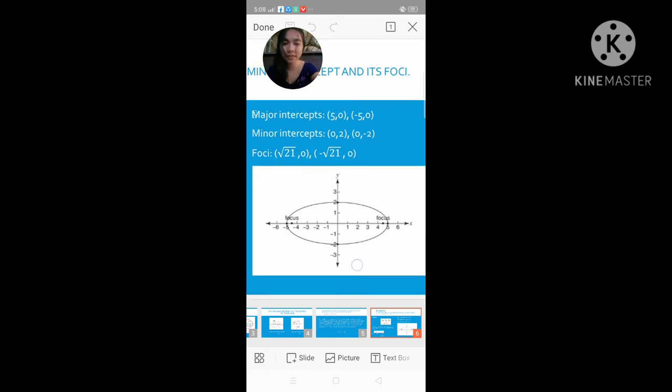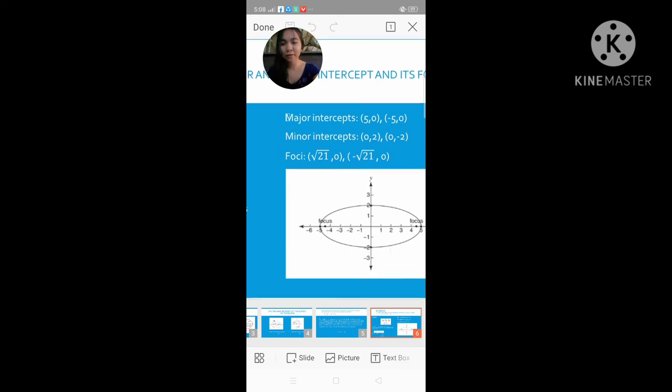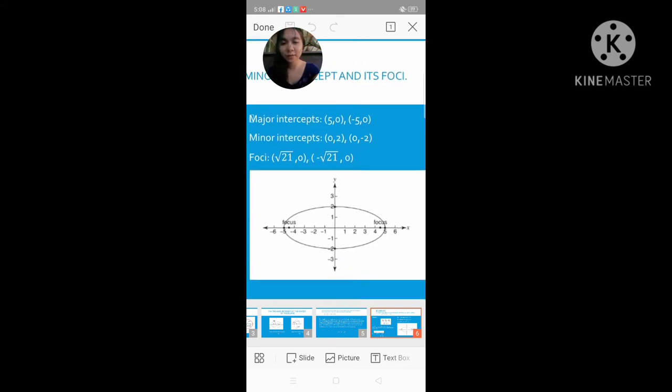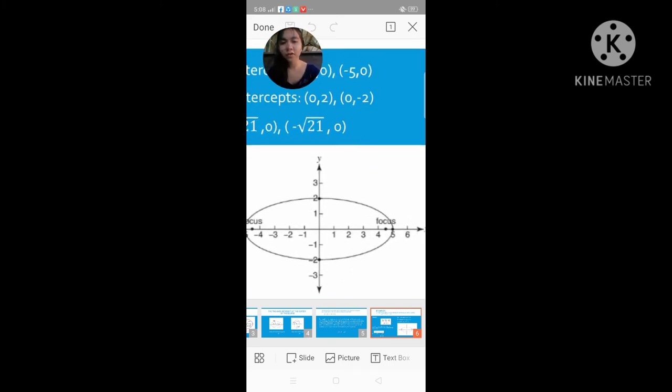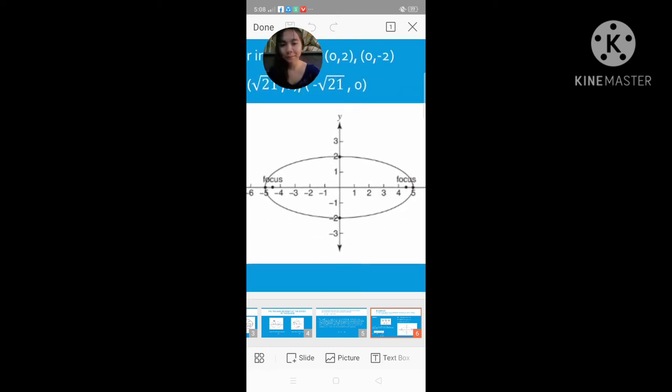As you can see in the graph, we have (5, 0), the major intercept, and (negative 5, 0) on the left side. Then the minor intercepts, as you can see in the graph, are (0, 2) and (0, negative 2).